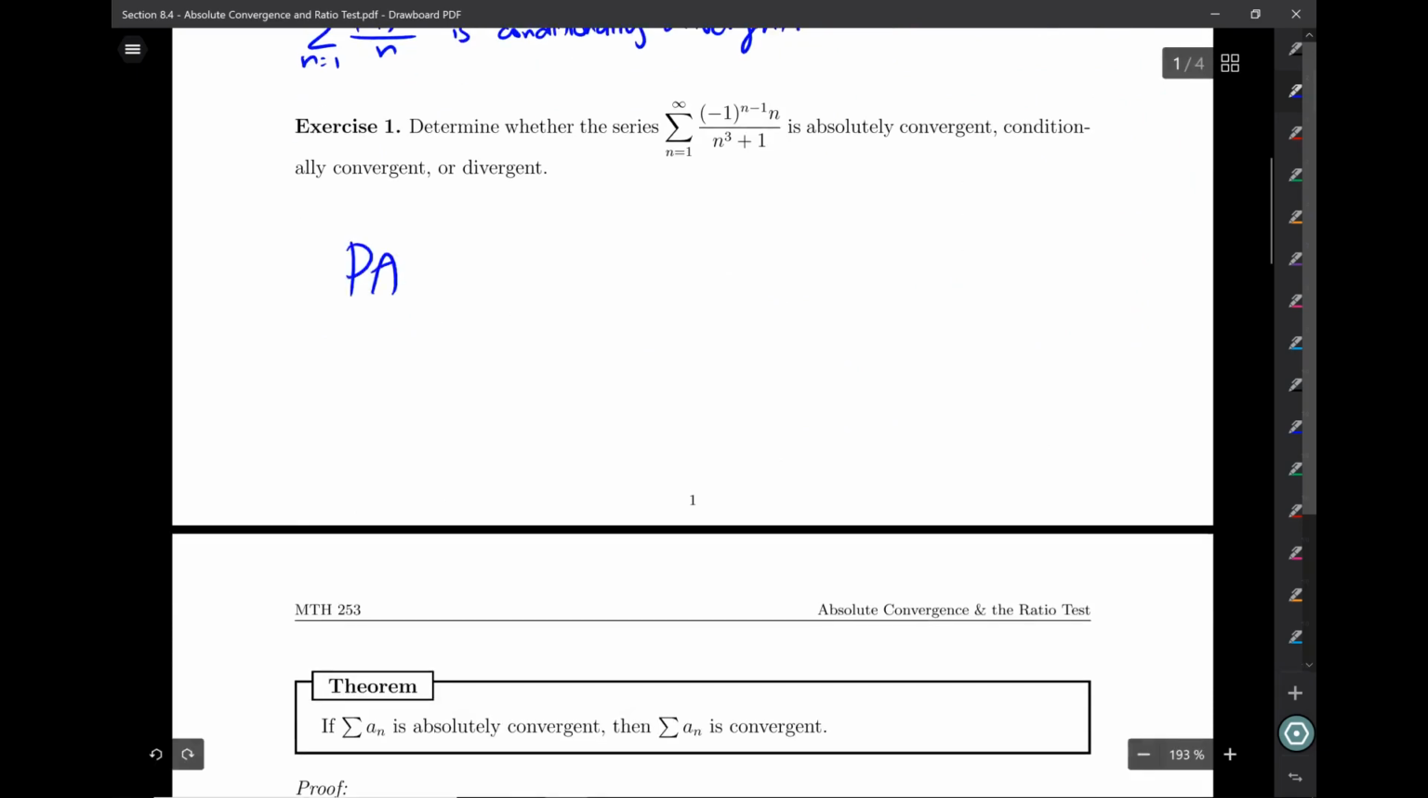So okay, now this is an exercise for you to try. Go ahead and hit that good old pause button, and an opportunity for you to see how you're feeling with this new terminology: absolutely convergent, conditionally convergent, or divergent.